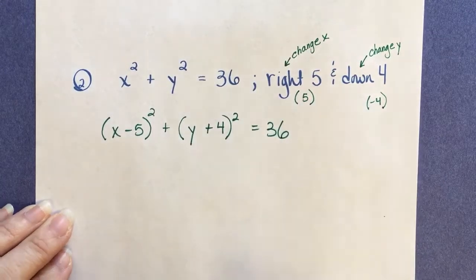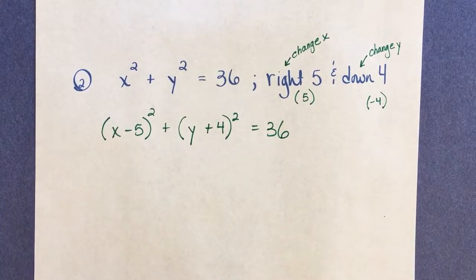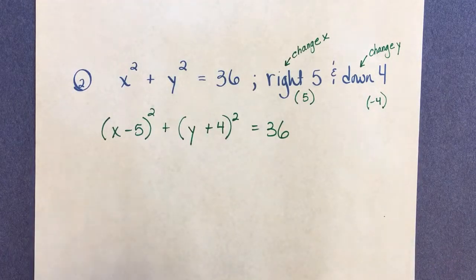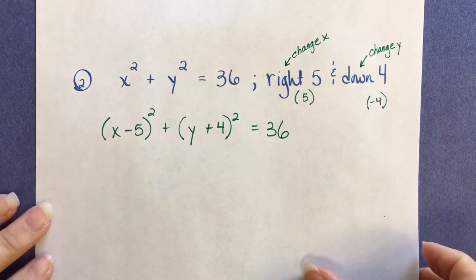But again, your radius is not going to change because you're not changing the size of the circle. So that would be how you're going to do your translations. Now we're only going to do up, down, left, right. There's not going to be any other translations you'll have to worry about.